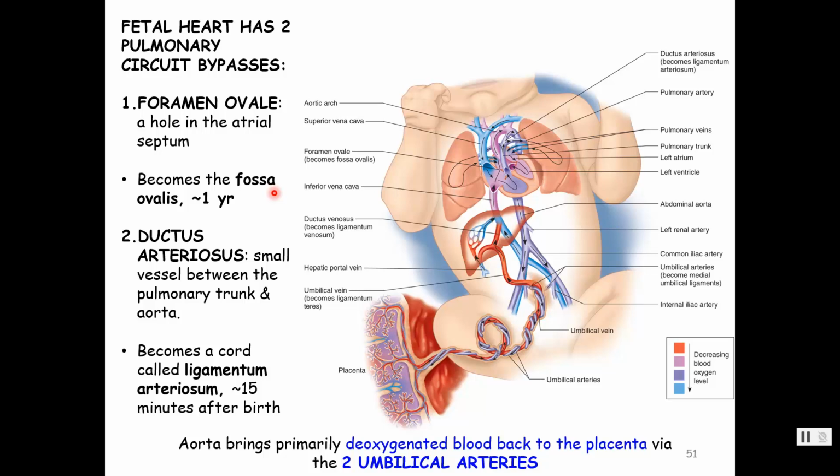It closes before 1 year. There is another bypass called the ductus arteriosus, and it's hard to see, but it's right there, between the pulmonary trunk and the aorta. It's going to become the ligamentum arteriosum, if you remember hearing that, about 15 minutes after birth. And so once again, you've got that umbilical vein carrying oxygen-rich blood, and there's no reason to send all of that to the lungs. The lungs are going to get some blood from that left side of the heart, but there are just two bypasses, so the blood goes from the right side to the left side and then to the body.